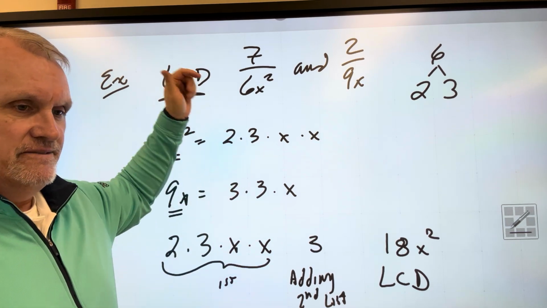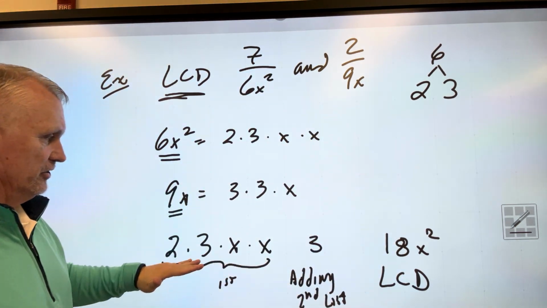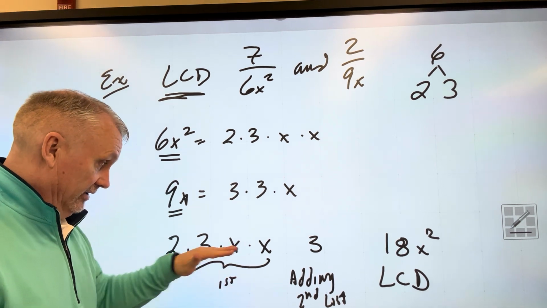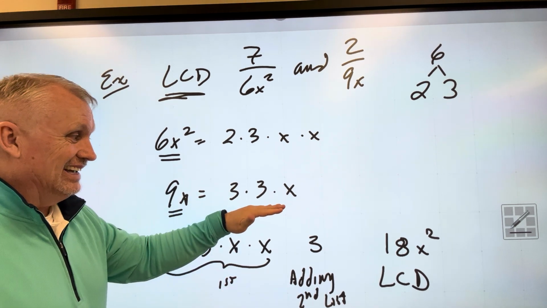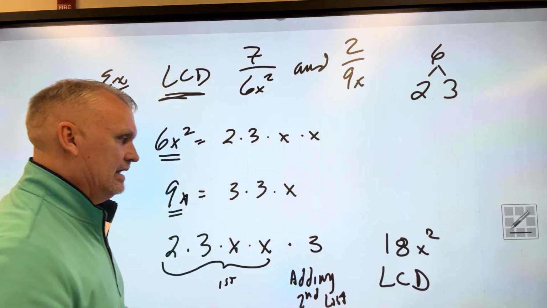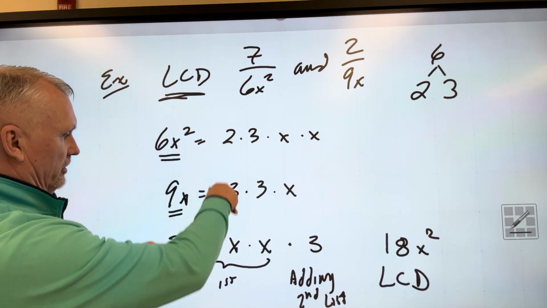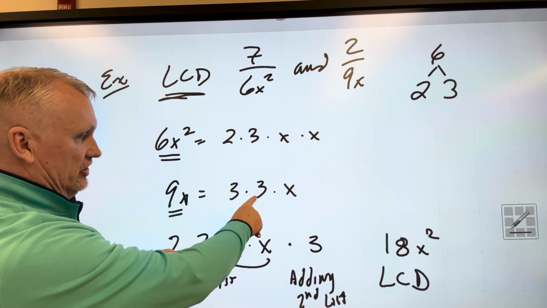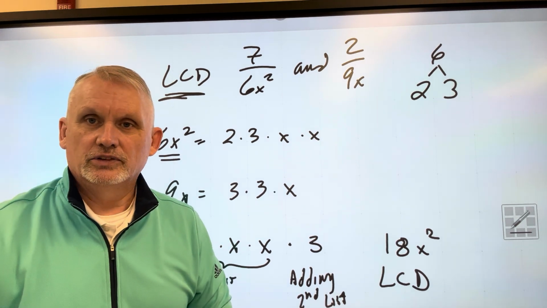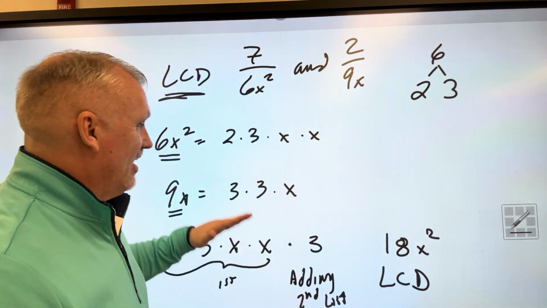So, factor completely, list those factors, and now I'm going to list them all down for the first denominator, 2 times 3 times x times x. Then I'm going to look at the second denominator, and I'm going to add, well, when I say add to it, it's actually multiplying, whatever's not there. Well, I got 2 3's down here, so I have to add another 3, and I already have x there. So we're going to be multiplying things that are not listed between the two.